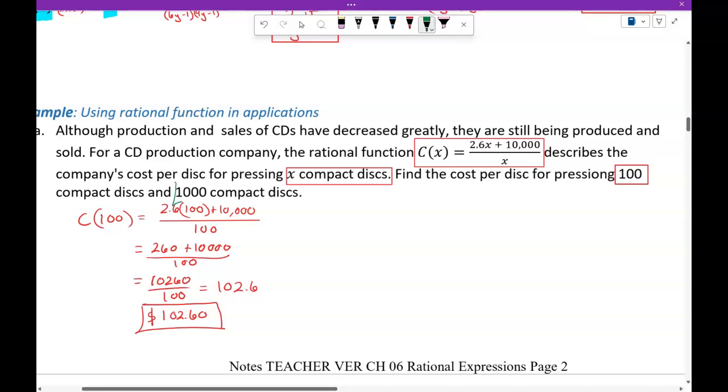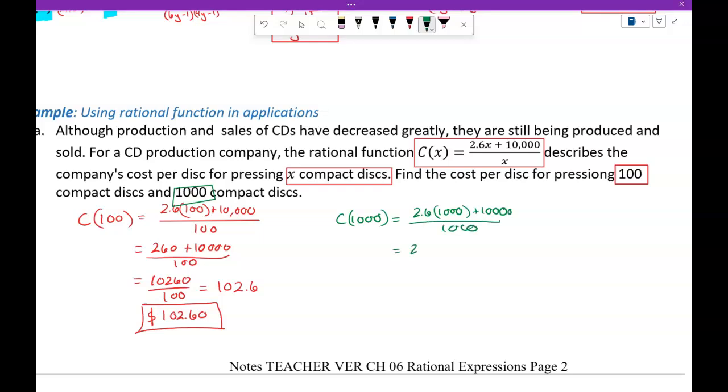We'll do the same thing again to evaluate the cost of pressing 1,000 disks. We'll evaluate c of 1000. So we have 2,600 plus 10,000, which equals 12,600 divided by 1,000, giving us 12.6. Again, since we're dealing with money, we want to round to 2 decimal places, $12.60.